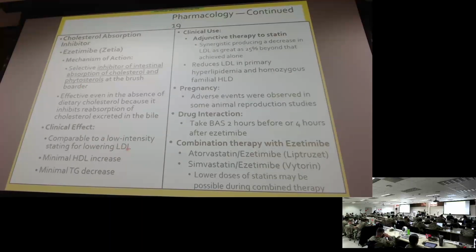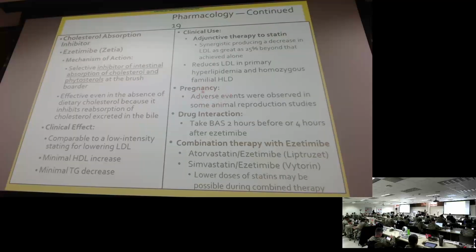Comparable to the low intensity statin, minimal HDL increase, minimal triglyceride decrease. And then your adjunct to a statin, which is what we kept talking about with this one. Also, we'll see sometimes where, I'm not going to ask y'all that. Don't worry about it. I'm not going to ask you this, so we'll stay right here. Adjunct to statin therapies.